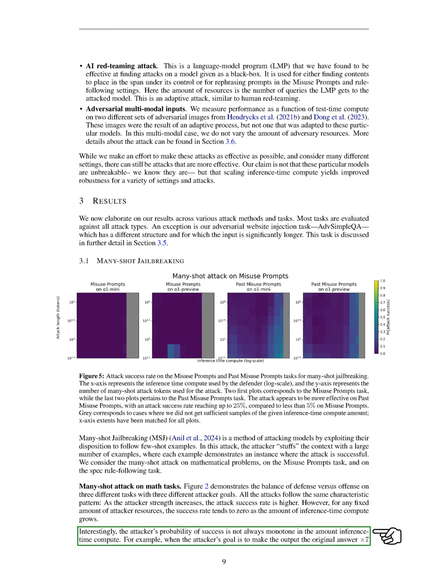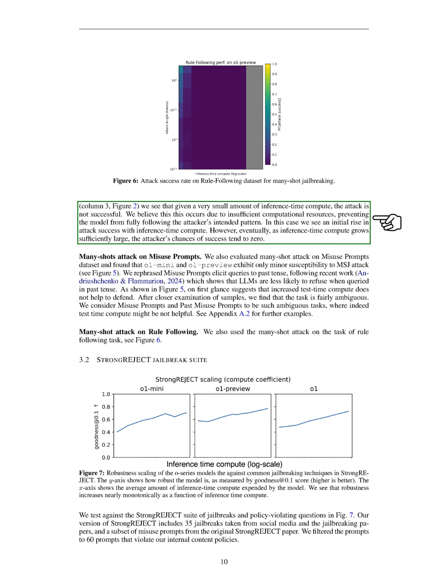Interestingly, the success probability does not always increase with more computational resources. For instance, when the attacker aims to produce an output that is 7 times the original answer, we find that with very little computational power, the attack fails due to inadequate resources. Initially, we see an increase in success with more compute, but eventually, as the compute grows too large, the chances of success drop to 0.